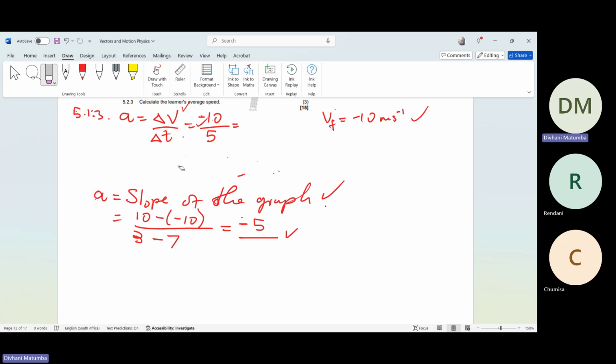You guys are not using the principles of graphs, and that's a problem. And the other thing is, I heard you guys are trying to use these short formulas. I don't like using these formulas. I want you to always use the equations of motion. You will never go wrong.